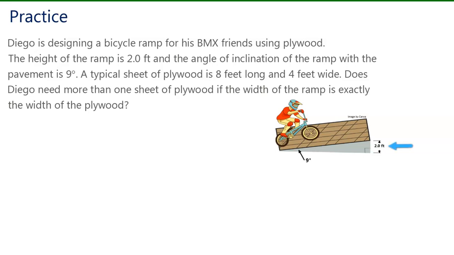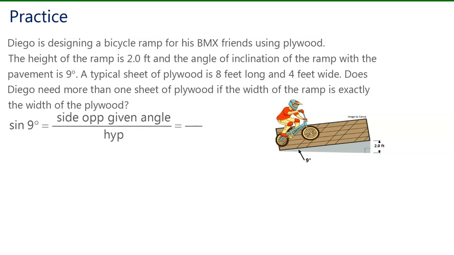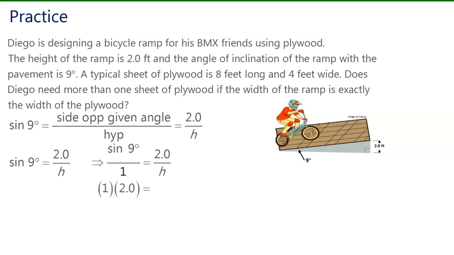Here we have our opposite and we need our hypotenuse, so we choose to use sine. Sine of 9 degrees is the opposite, which is 2.0 feet, divided by the hypotenuse, which we will let equal h. This gives us sine 9 degrees equals 2.0 divided by h. Writing this as sine 9 degrees over 1 equals 2.0 over h, we cross multiply to get 1 times 2.0 equals h times sine 9 degrees, giving us h sine 9 degrees equals 2.0.